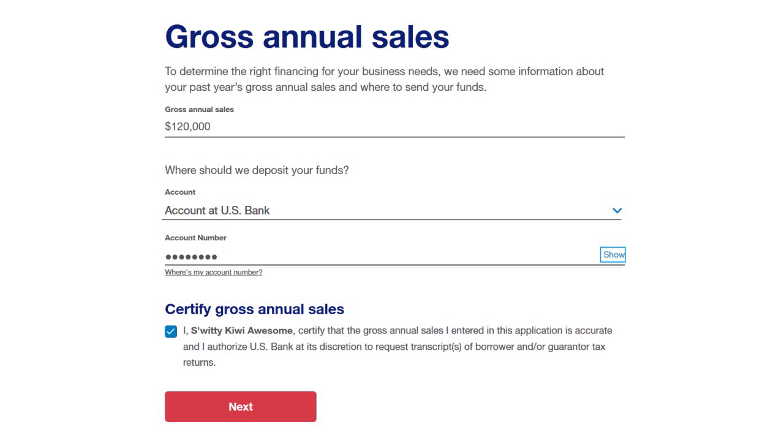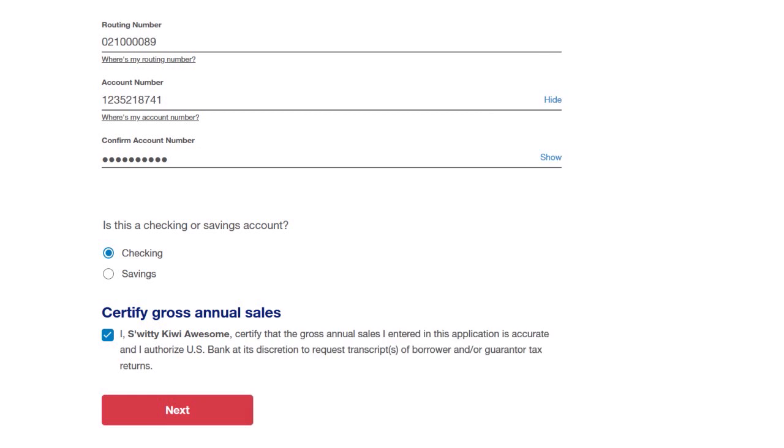Bank, your account number, and you want to certify gross annual sales. This is important. This has legal authority. So certify means that you are telling U.S. Bank that you are telling the truth. Click next.